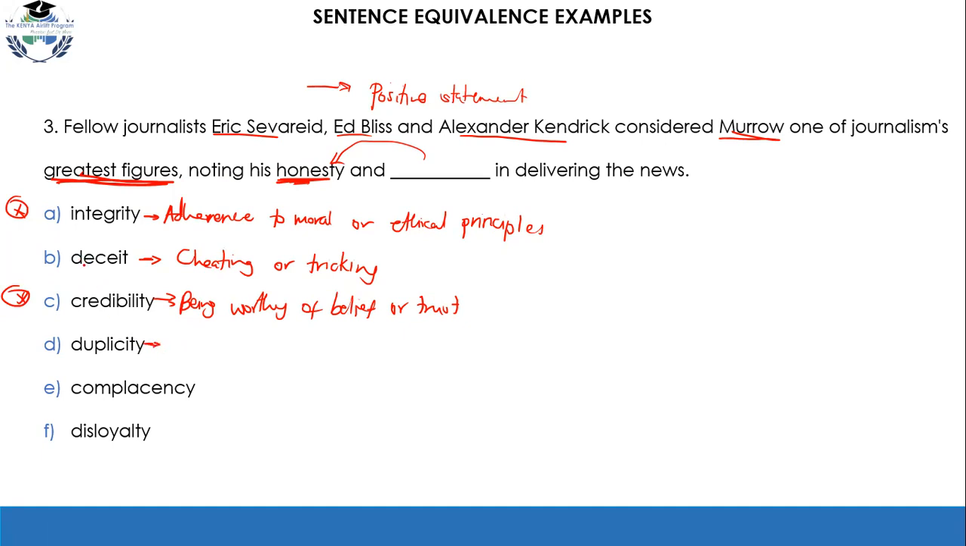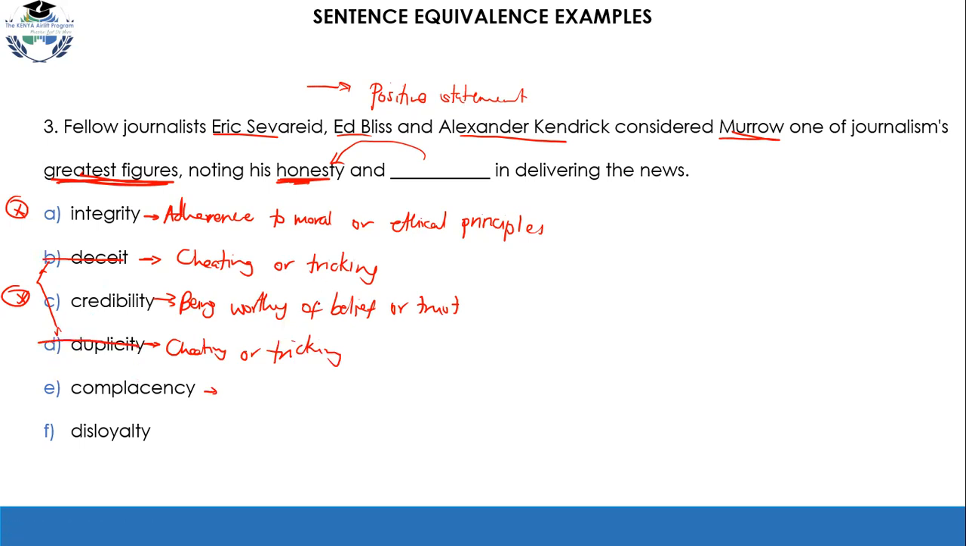Duplicity is almost a synonym of deceit. Duplicity and deceit mean almost the same thing. These two are synonyms. Duplicity again means cheating or tricking. So duplicity and deceit mean the same thing. Someone speaking? Oh, it's Brian, it's okay. Right. So again, cheating or tricking for duplicity, right? These two are synonyms. So I will eliminate these automatically.